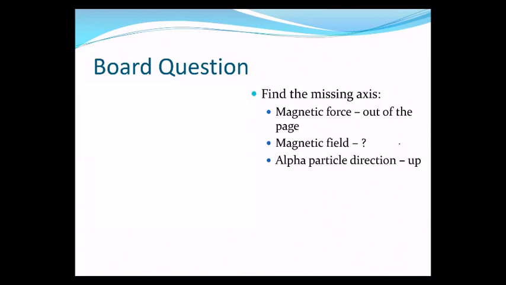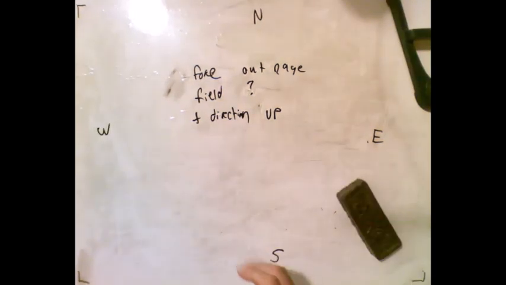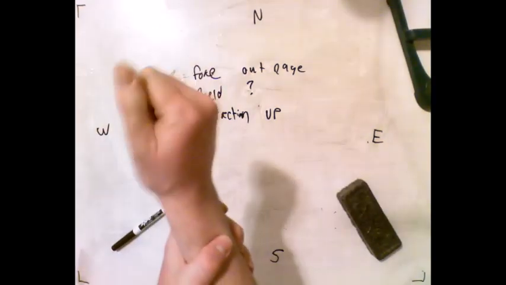So this time we have a force that is out of the page. So different reference. Magnetic field we don't know. And we want alpha. So an alpha is positive. So we want to use our right hand for this one. So let's try this out. So my trusty right hand is what I'm using in this one.